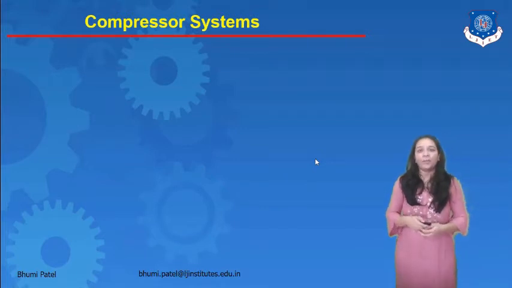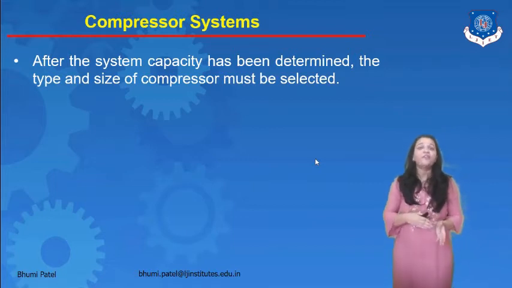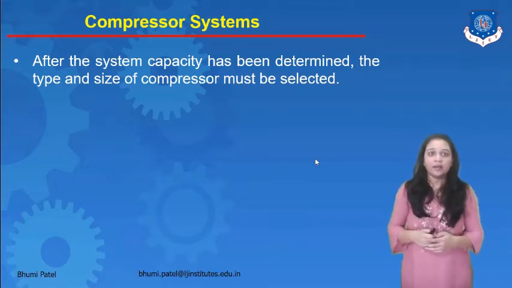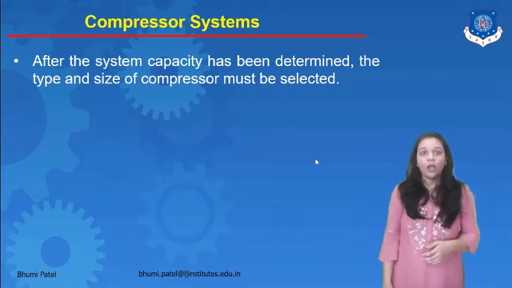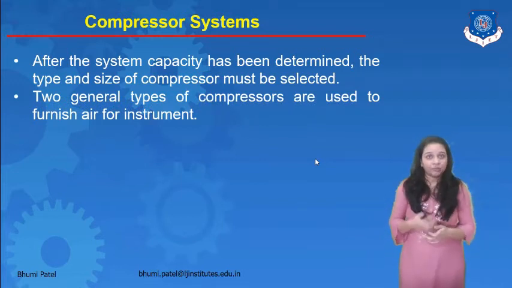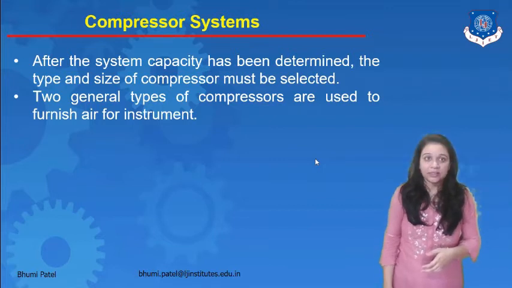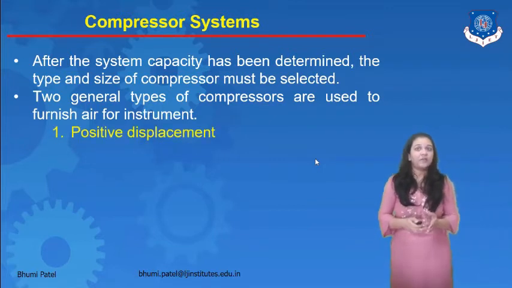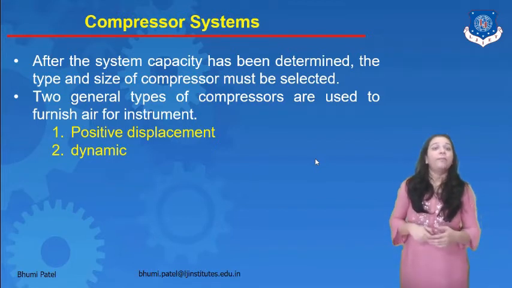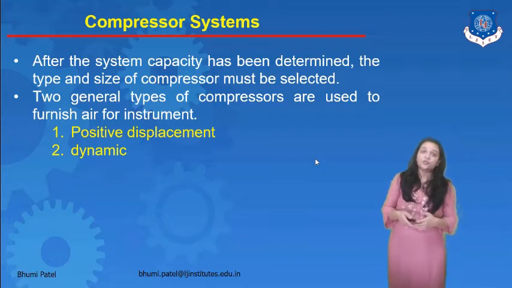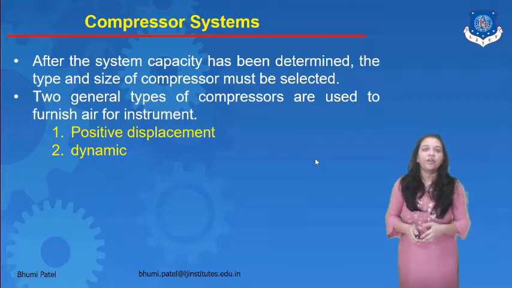Now today's topic is the compressor system. In the compressor system, after the system capacity has been determined, the type and the size of the compressor must be selected. Two general types of compressor are used to furnish air for the instrument system: the first one is the positive displacement and the second one is the dynamic. Depending upon the air used for the instrument, we generally use these two types of compressor.